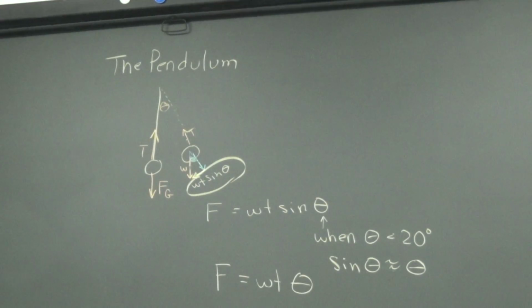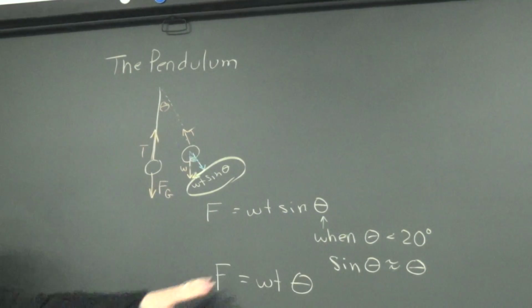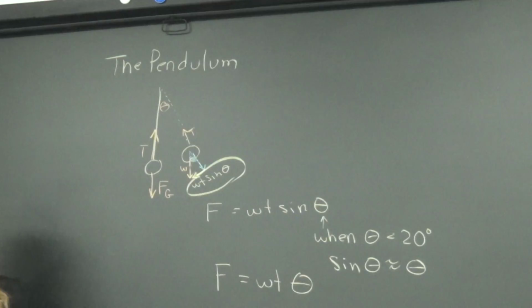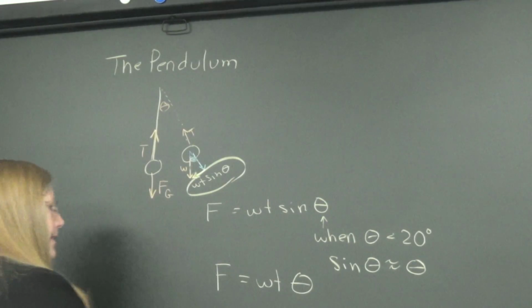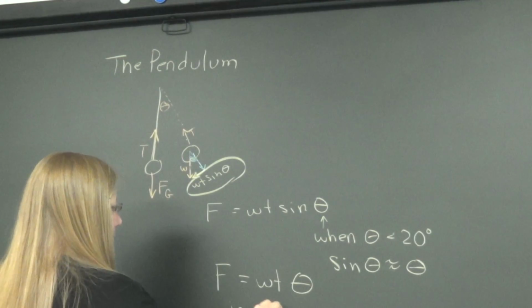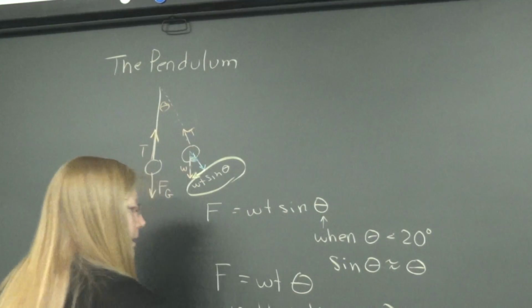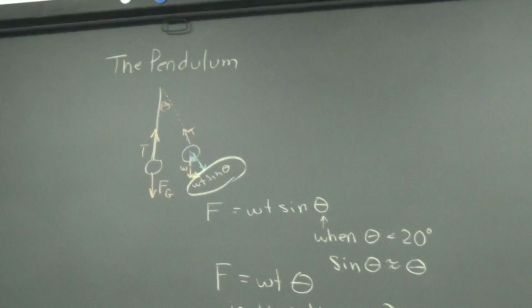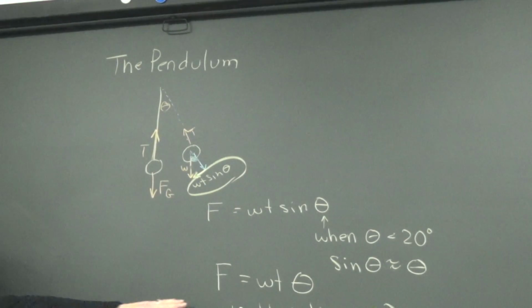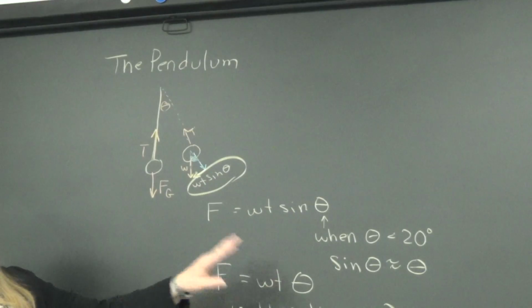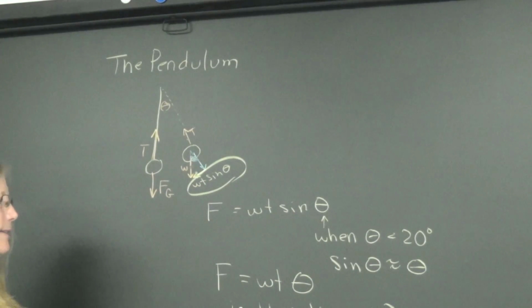So at less than 20 degrees, sine theta is approximately theta. So I drop the sine and call it weight times theta. Now my question, is this linear? MD, your turn. Is that a linear equation? Yes, it is. There's nothing squared or cubed or anything. It's degree 1. So is this linear?